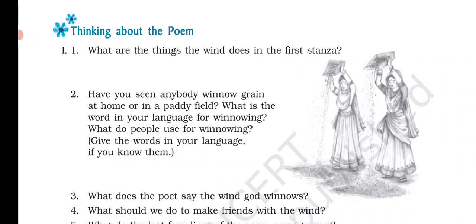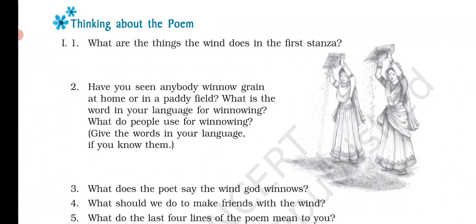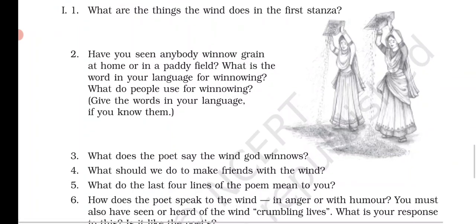And then, have you seen anybody? Yes, you can see in the image, these women are thrashing grain, right, at home or in a paddy field. So what is the word in your language for this? What do we say in Hindi? In Hindi we say, when the paddy is harvested, it is threshed, something like that, right? So in English we can also say thrashing. What does the poet want to say with wind god winnows? It means that the wind thrashes, meaning that nature separates the weak things from the strong ones, right? That is the actual answer.